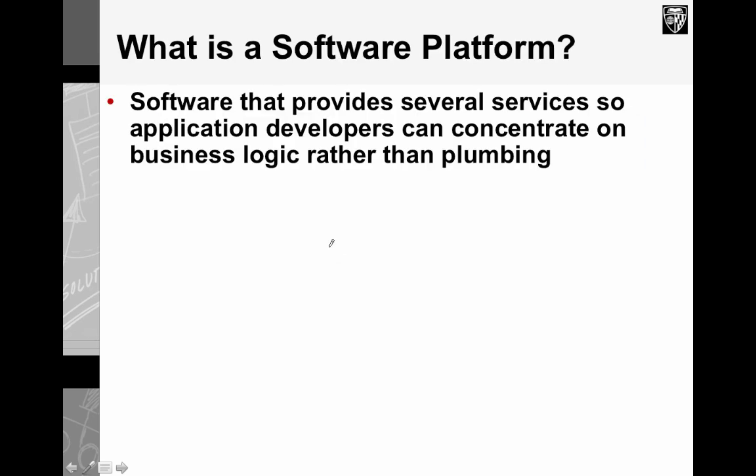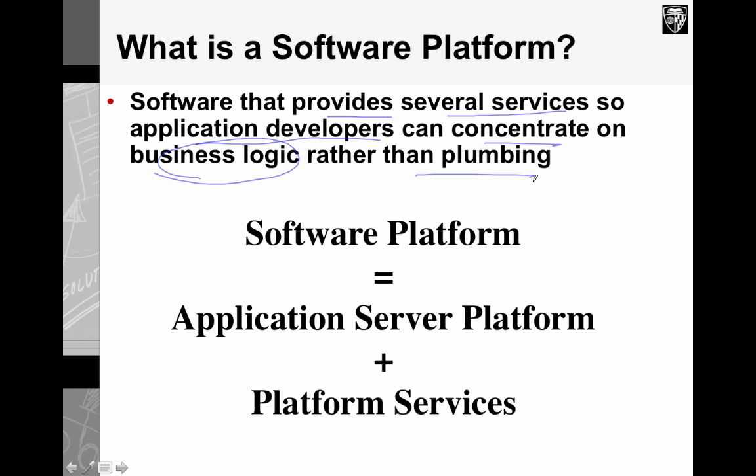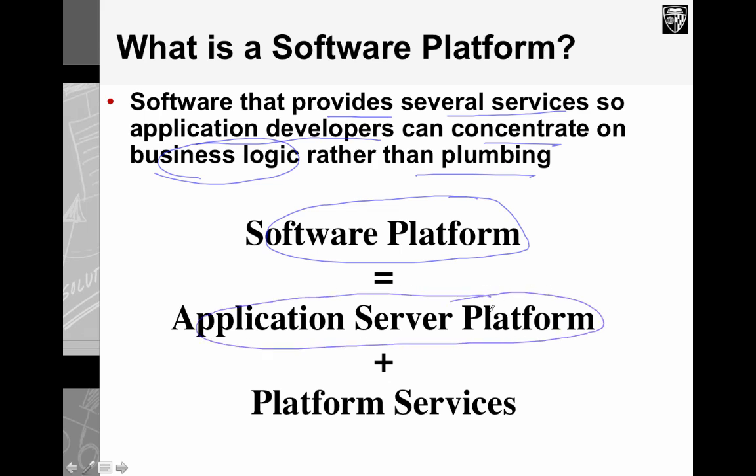So what is a software platform? A software platform is a piece of software that provides several services so that the application developers can concentrate on the business logic rather than all the plumbing, rather than all the platform facilities or platform services. So a software platform is really a combination of an application server platform, which we will define in a few seconds, plus platform services, which are all the services that are built on top of the server platform in order for you to write your applications.